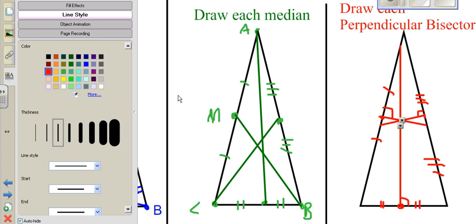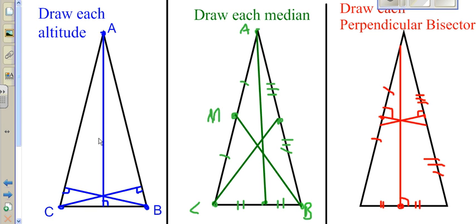So I've got three different things. Altitudes go through a vertex and are perpendicular to the opposite side. Medians go from a vertex to the midpoint of the opposite side. And perpendicular bisectors go through the midpoints and are perpendicular to the sides.